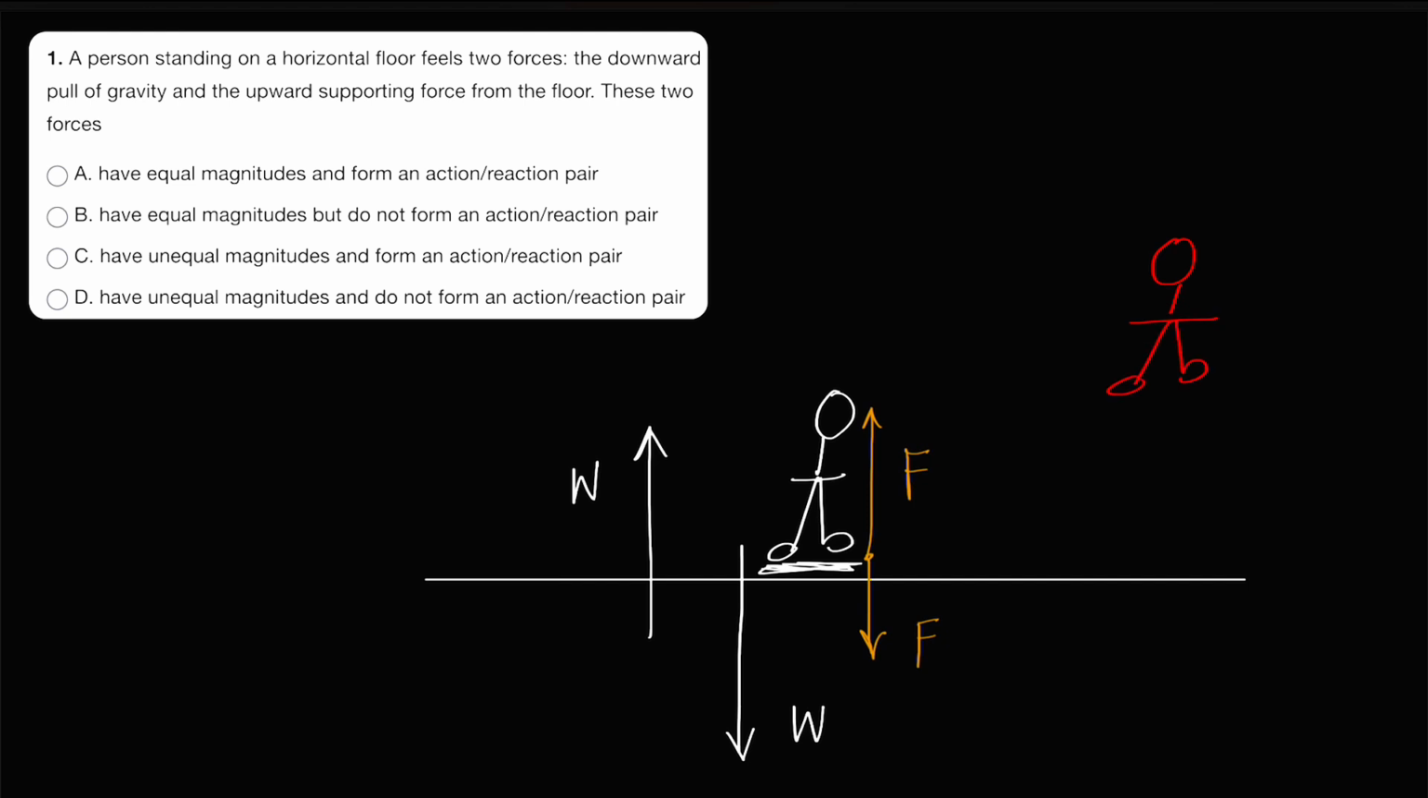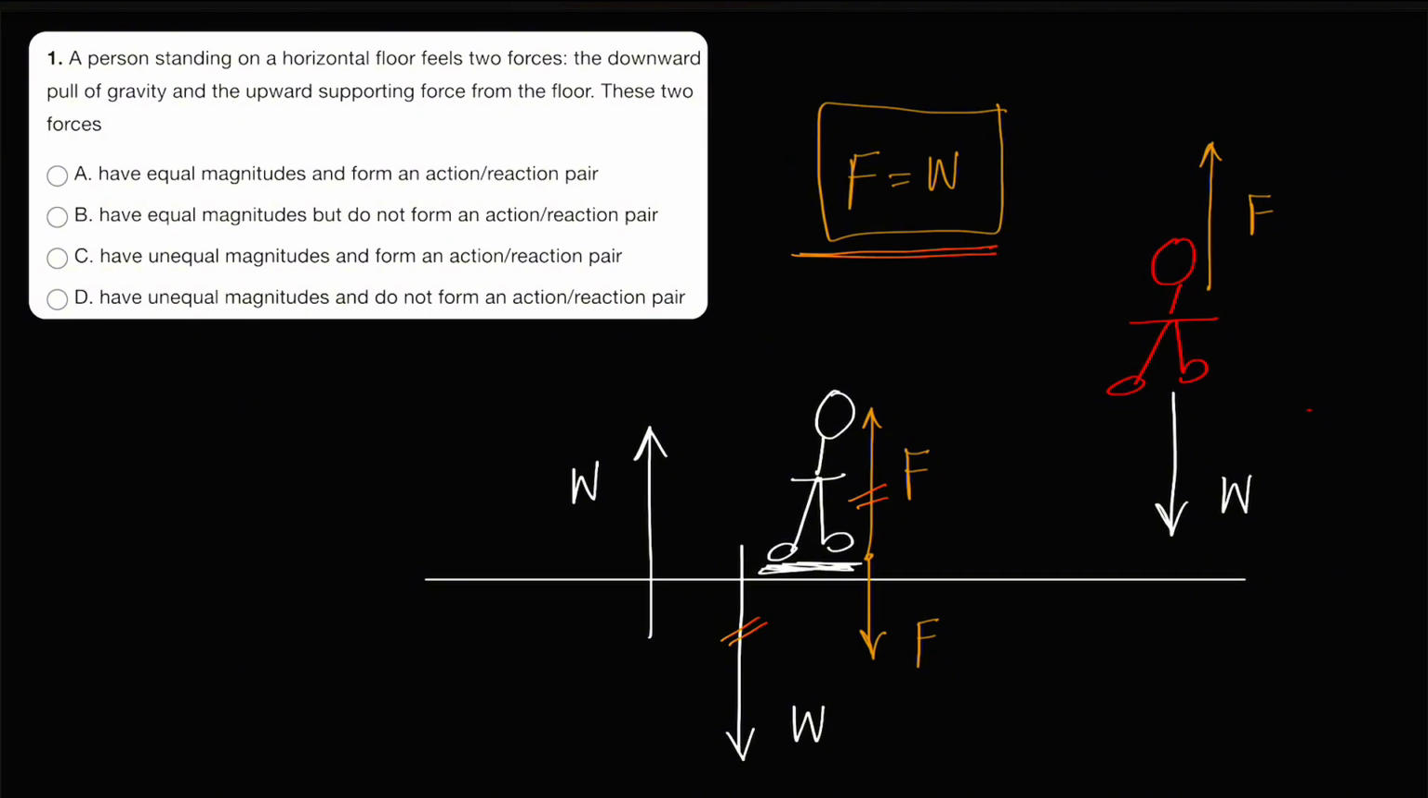If we isolate the man, we'll find that there are two forces on him. One of the forces is due to gravity. Gravity pulls him down and the floor pushes him back up. Since this man is at rest, these two have to be equal. So that means F equals W. The question asks us to find a relationship between W and F, between these two forces. Clearly they are not an action-reaction pair, but still they are equal in magnitude, as we can see from this equation. That means it has to be option B.